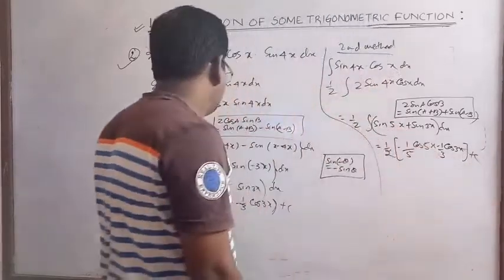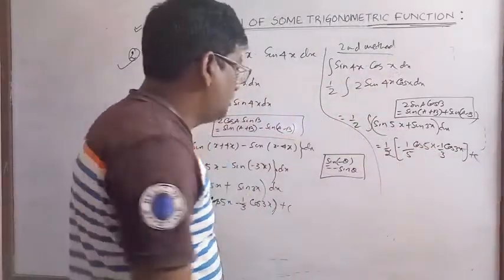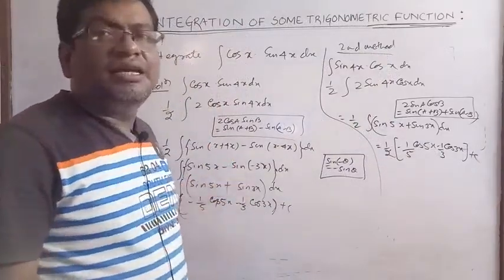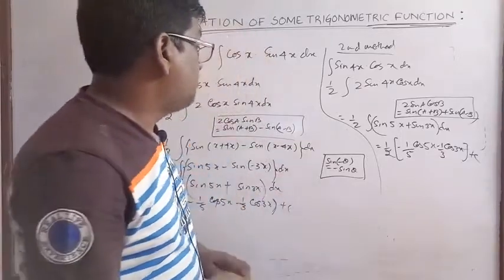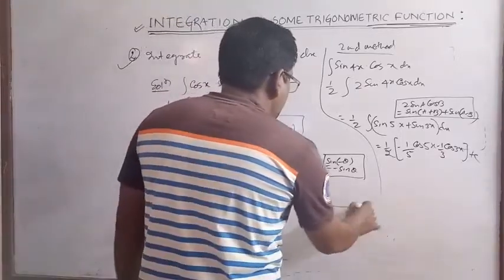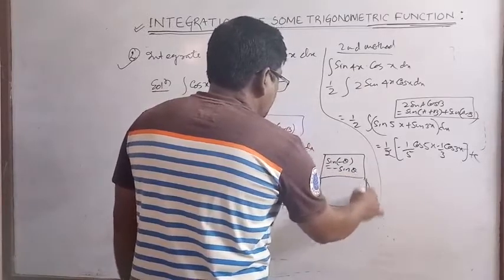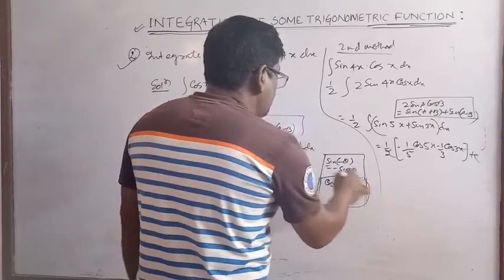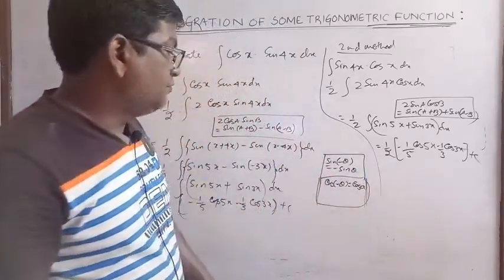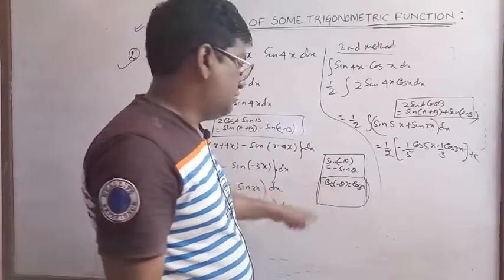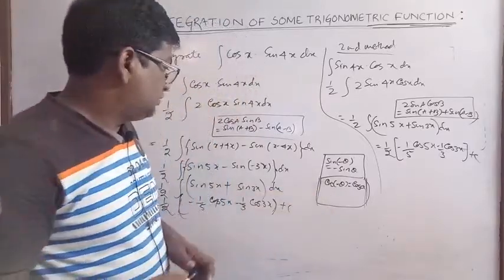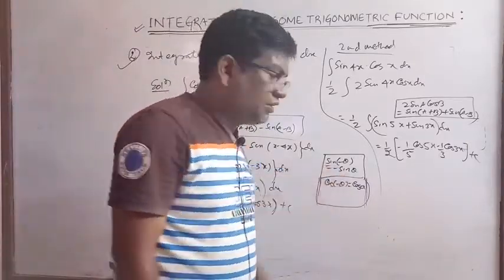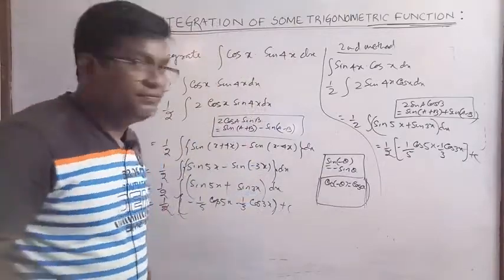This is the same answer, both are same, but you have to remember that you have to apply sin of minus theta is equal to minus sin theta, and cos of minus theta is equal to cos theta. Keep it in mind. So cos of minus theta is always cos theta. Sin of minus theta is equal to minus sin theta, and cos of minus theta equal to cos theta. You have to use this. Okay. Now another question.